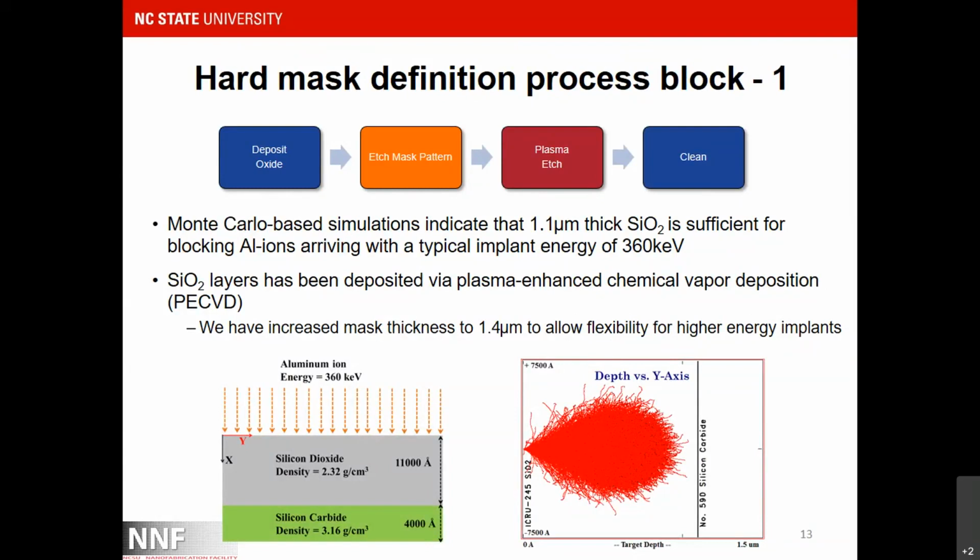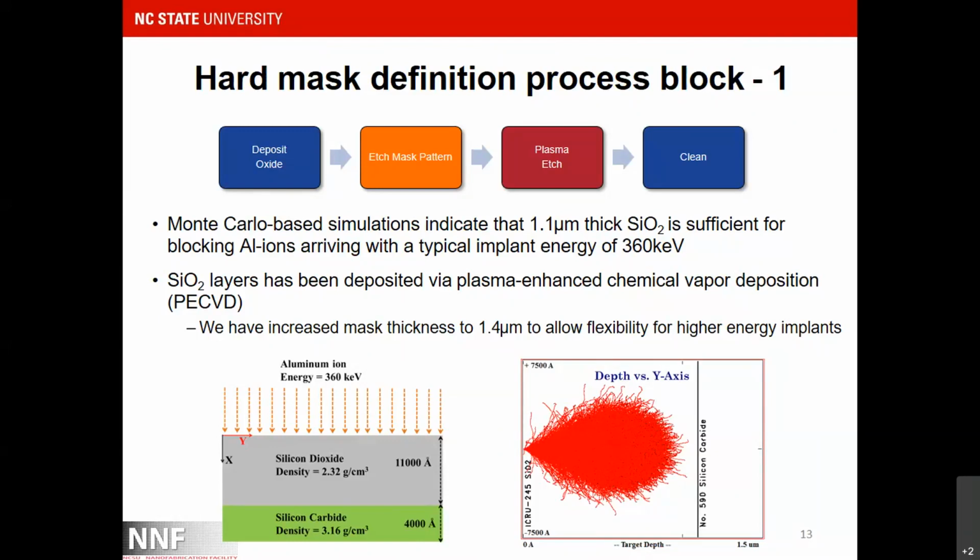We did some Monte Carlo simulations, and we found that for an implant energy of 360 keV, which is fairly typical for aluminum ions, which are used for p-type doping of silicon carbide, 1.1 micron of SiO2 is probably going to be sufficient. We bumped that up a little bit to 1.4 micron in case we want to play around with the energy a little bit, with a little bit higher energy for a deeper implant. Plus, with the selectivity of the photoresist mask versus the oxide, we found that we could get the features we need with the 1.4 micron thick oxide.